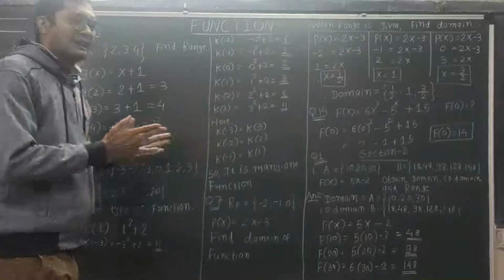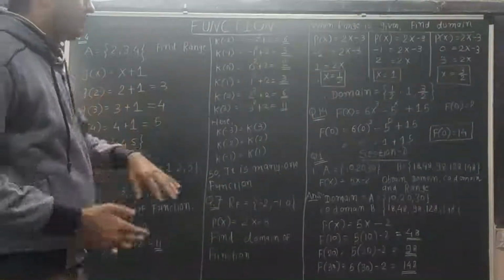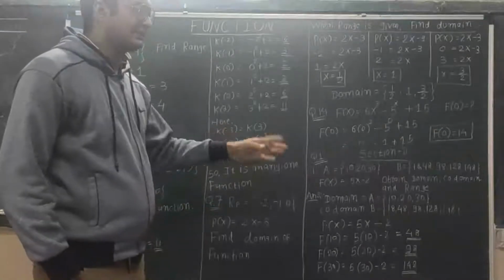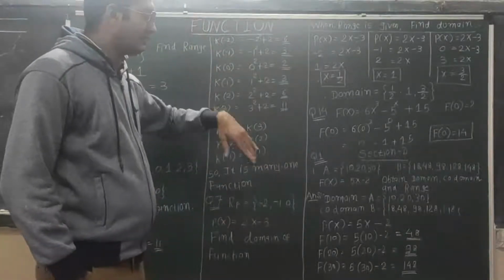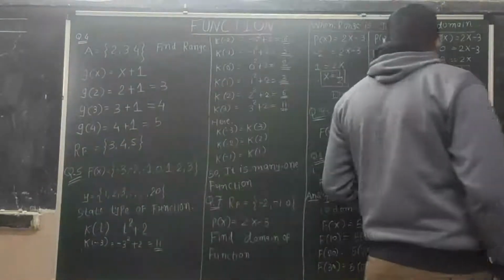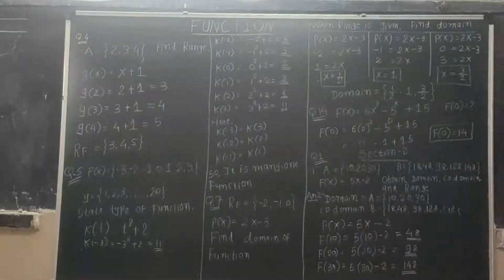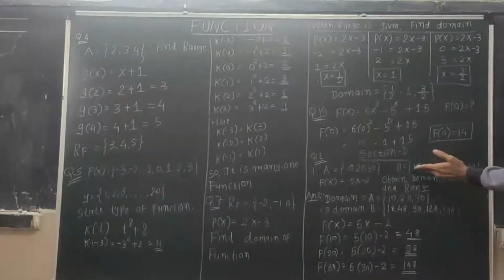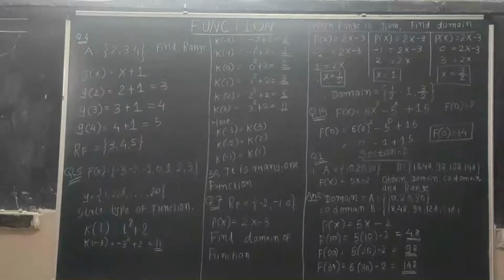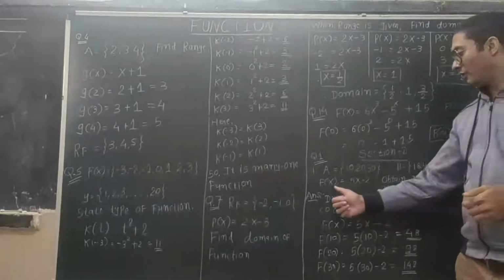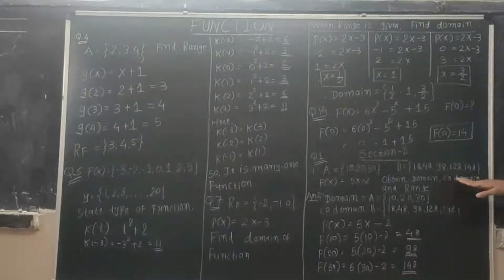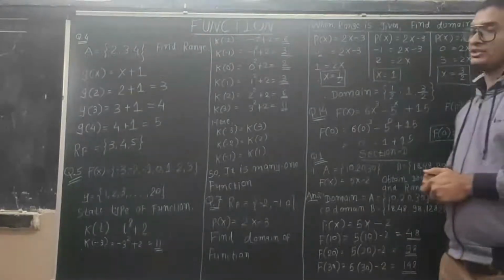Okay, so these are the four types of question that I have noted. One extra sum for your exercise purpose, that is section D. These types of question we completed in the last class, where set A is given and set B is given. Set A is equal to 10, 20, 30. Set B is equal to 18, 48, 98, 128, 148, where f of x is equal to 5x minus 2. Obtain the domain, codomain and range.